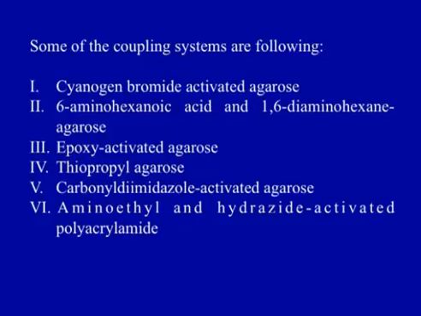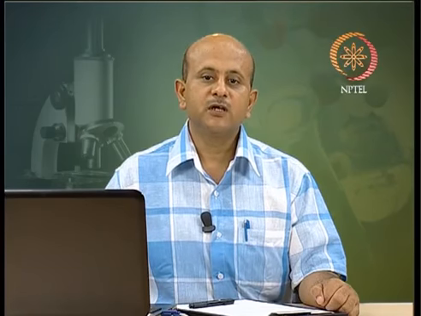Now, there are certain coupling agents available which will activate the matrix, so that the ligand could be put in, like say cyanogen bromide activated agarose. Cyanogen bromide is a very commonly used coupling agent. It reacts strongly with amino groups. It is extremely useful in coupling enzymes, coenzymes, inhibitors, antigens, antibodies and so on.